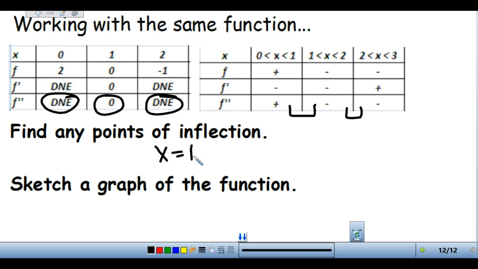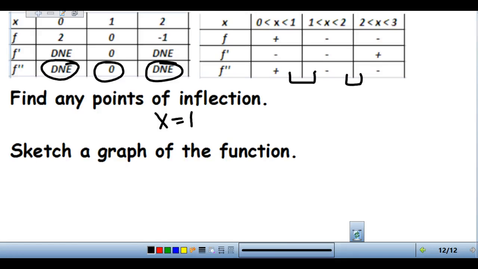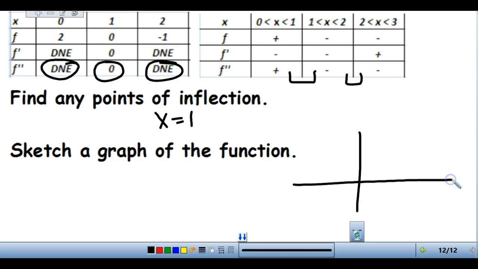Okay, well, what does this function look like? Let's try to come up with a rough sketch. So we're on the interval 0 to 3. f of 0 is 2. f of 1 is 0. f of 2 is negative 1. Okay, so if I try to figure out what's happening between 0 and 1, f is positive, f prime is negative, and f double prime is positive.